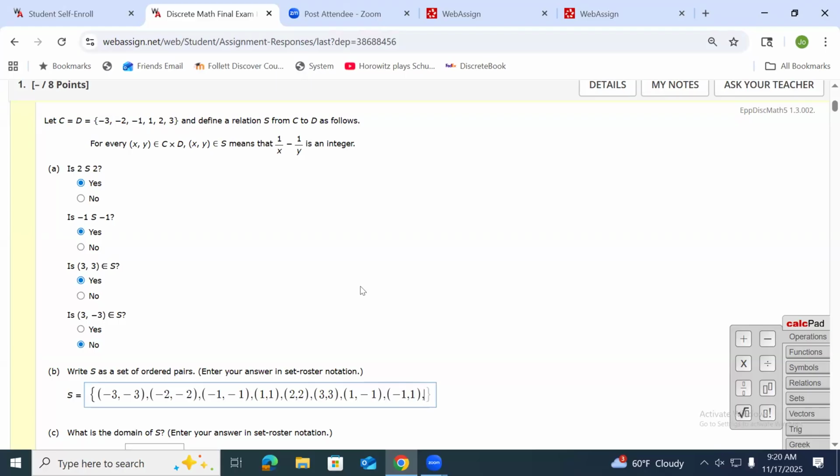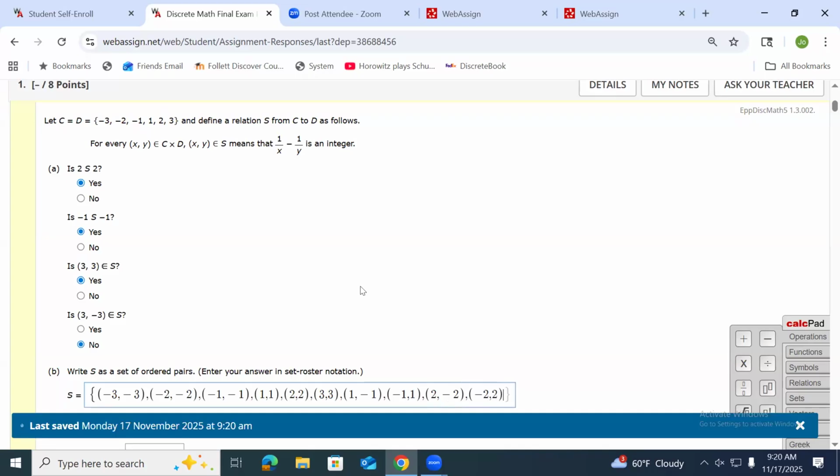And what about 2? If you take 1 divided by 2 minus 1 divided by -2, would that be an integer? What's 1/2 plus 1/2? 1. So that means 1 over 2 minus 1 over -2 would be related. Those two are paired. And what about -2 and +2? Would that work? What's 1 over -2 minus 1 over +2? That's -1/2 minus +1/2, which is -1, which is an integer.